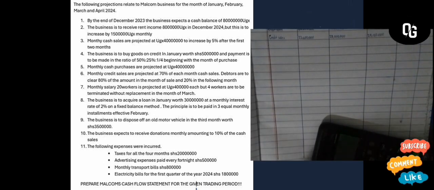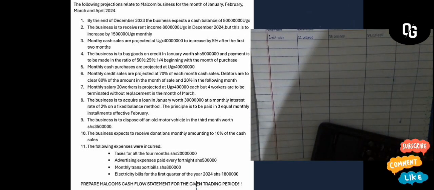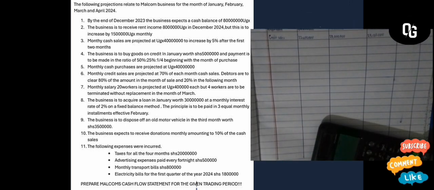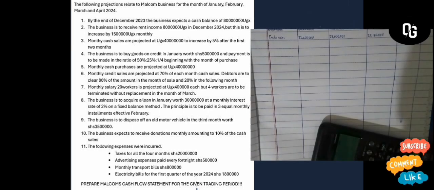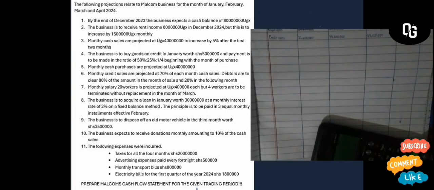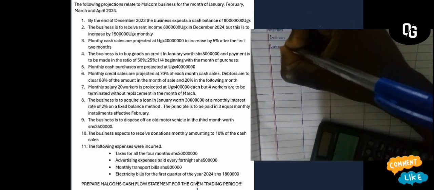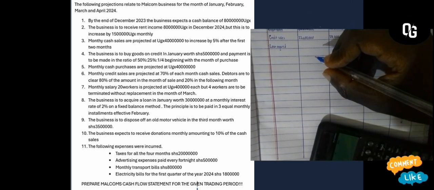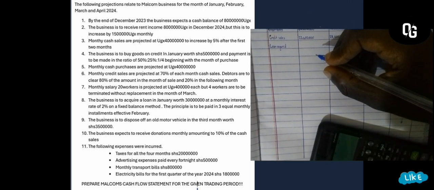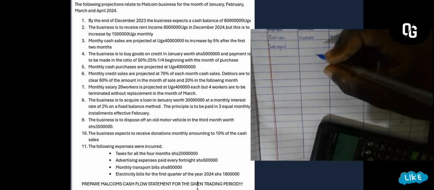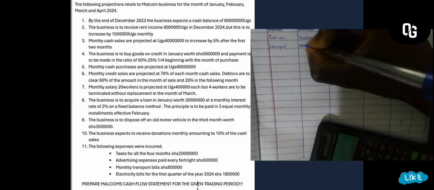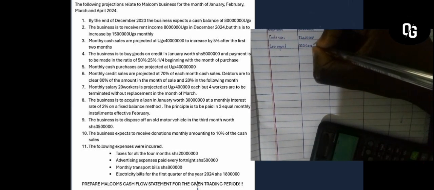So we are moving on to the next cash inflow, which is loan acquired. When you look at this, the business is to acquire a loan in January worth 30 millions at a monthly interest rate of 2% on a fixed balance method. The principal is to be paid in 3 equal monthly installments effective February. So right now, what we have to write is the loan acquired, the loan value.